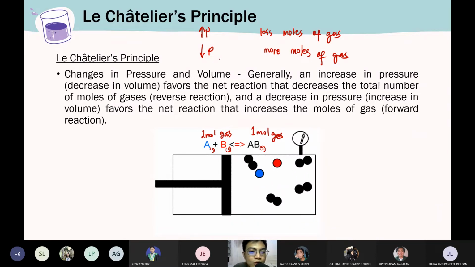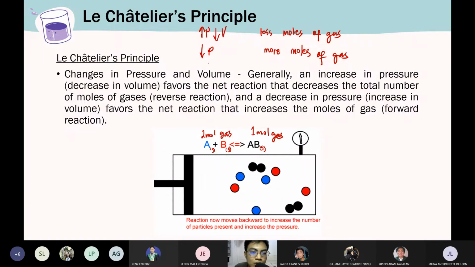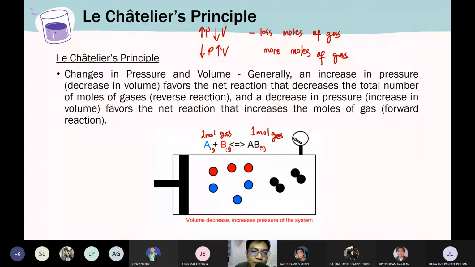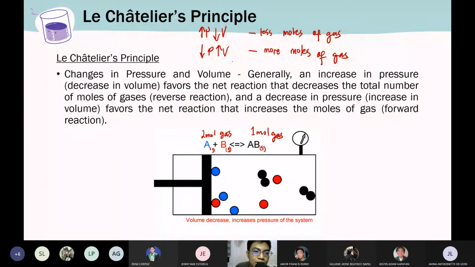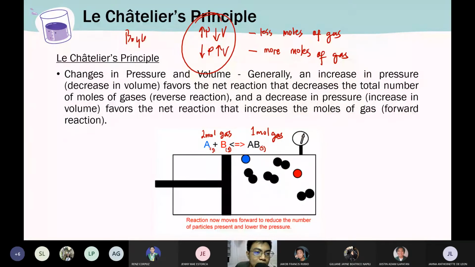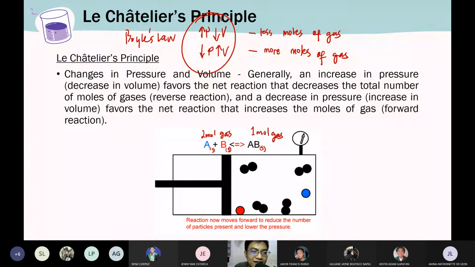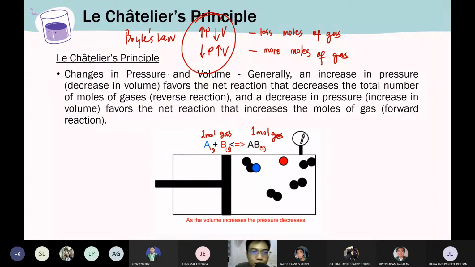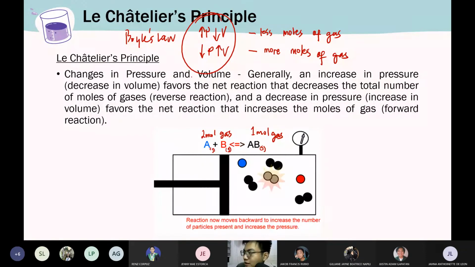The question is, how about the volume? For volume, the trend is reversed. If you increase pressure, volume decreases. If you decrease pressure, volume increases. But the outcomes are still the same. Why is that? It's because of Boyle's Law. Boyle is the reason for that.